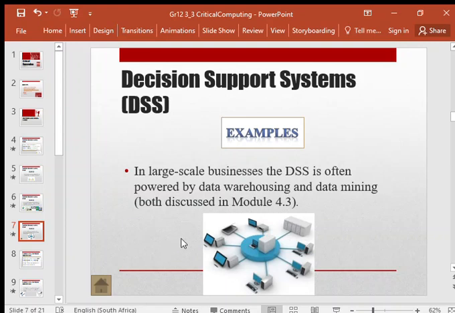For example, looking at what sells well in shops in different areas, that is what the shops can stock and promote what is not selling well. It helps in profitability of the business.